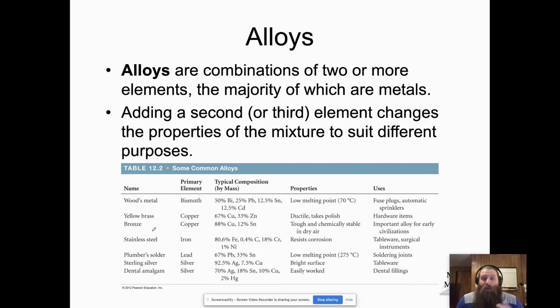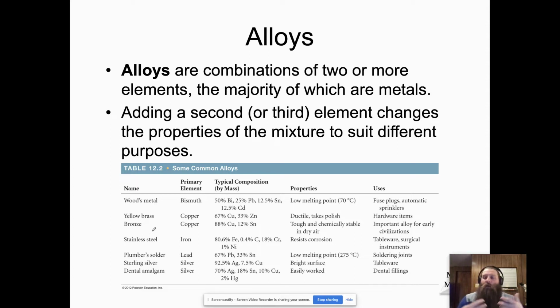It was so important we named an era after it, right? Like the Bronze Age. Stainless steel, really good for surgical instruments. I have a stainless steel frying pan, which I absolutely love. It is 80.6% iron, a little bit of carbon in there, some chromium, and some nickel, right? You can obviously read the rest, right?